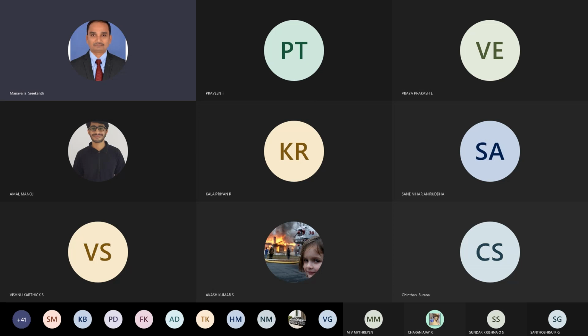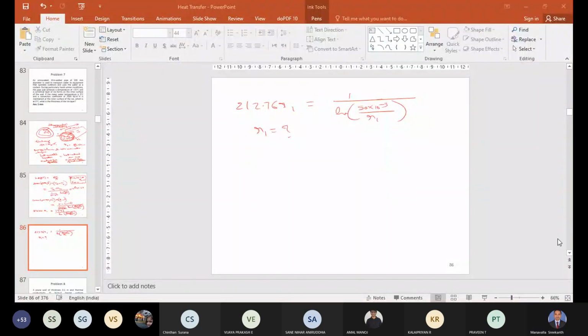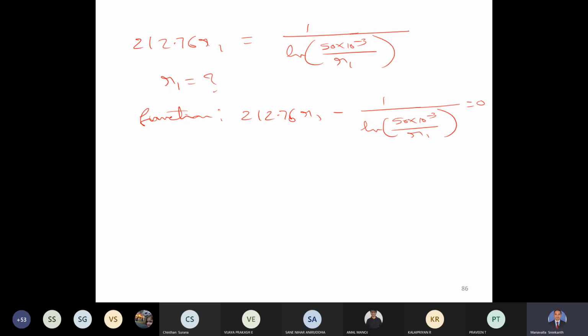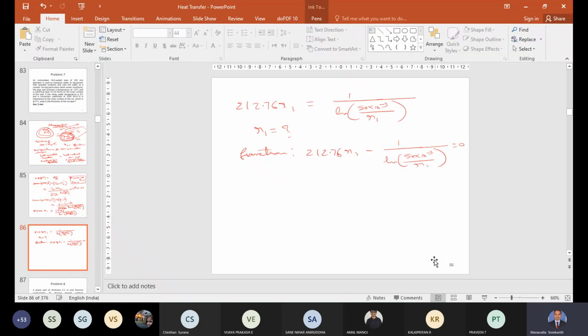The function I'm going to write is 212.76 R1 minus 1 by log of t multiplied by 10 power minus 3 by R1 is equal to 0. So this is the function I am going to write, and I will see at what value of R1 this function becomes equal to 0. That will be the root of this function, and that will be the value of R. So that is what I will do in this Excel sheet also.